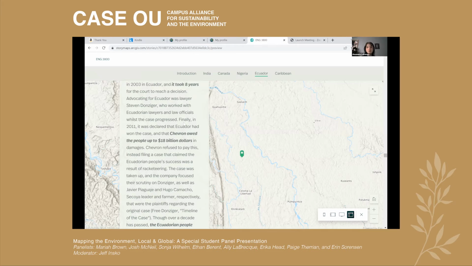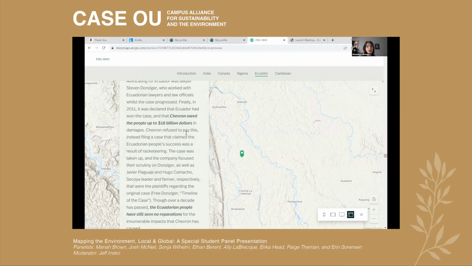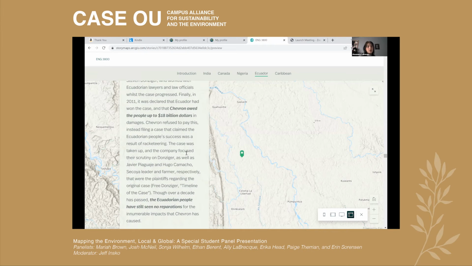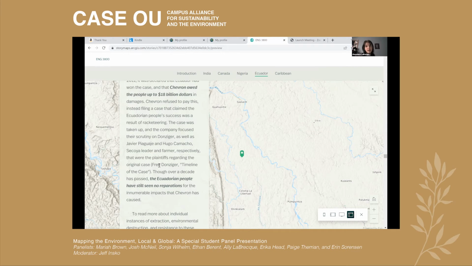And in 2011, Ecuador originally won the case, and Chevron owed them up to $18 billion. However, they did not pay this. They said that this was a result of racketeering, that they won the case. And so they filed a counter case, and it was taken up. So at this point, they still have not paid Ecuador back or helped clean up the land in any significant way.